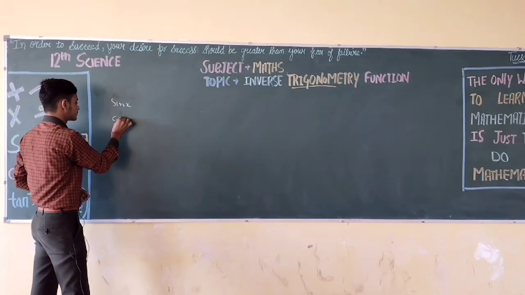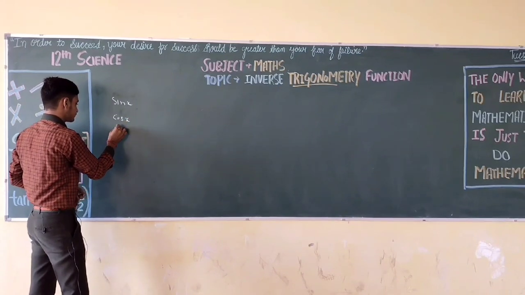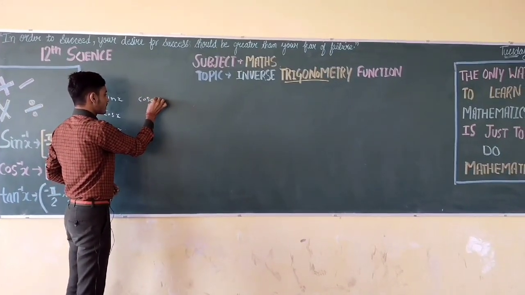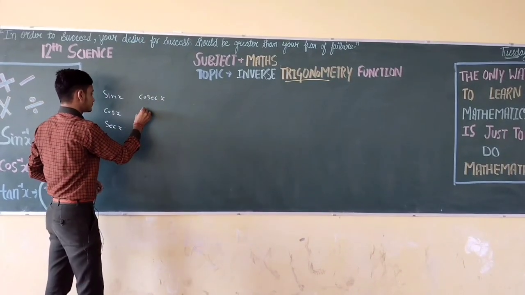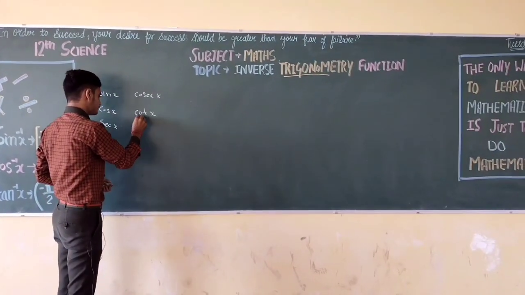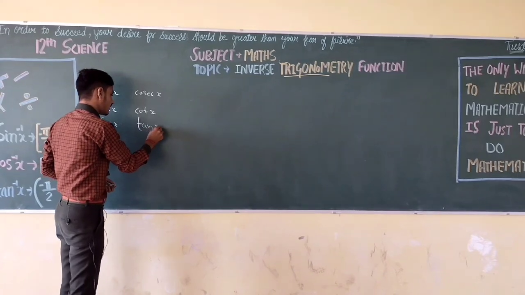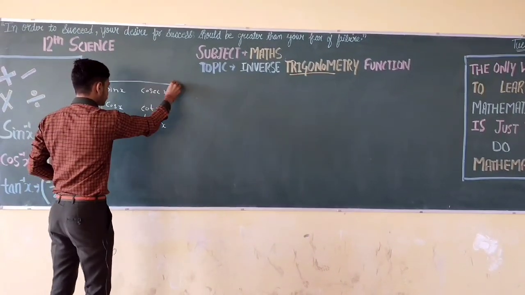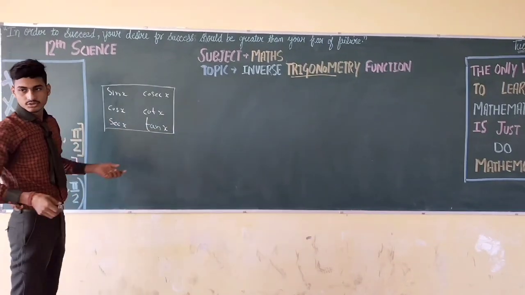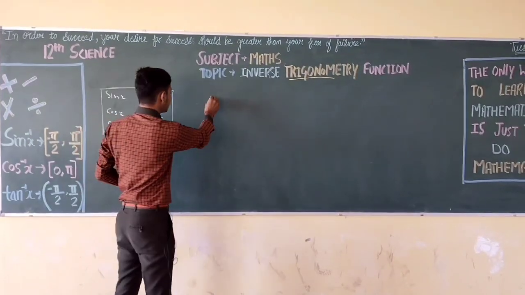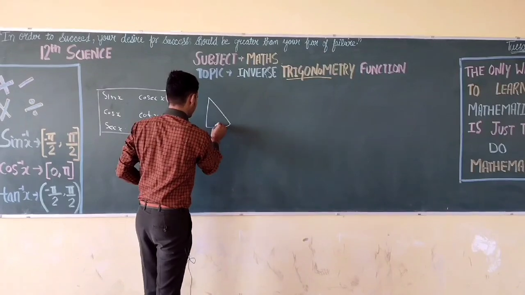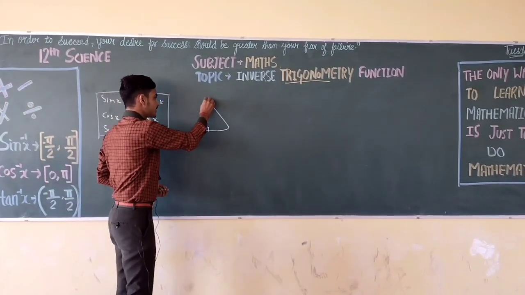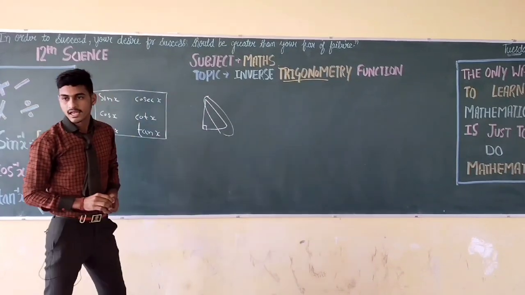Sin x, cos x, secant x, cosecant x, cot x, and tan x. These are our trigonometric functions. We use them in a right triangle to find the long distance, but they are not the accurate measurement of these terms. Have you ever listened about them?